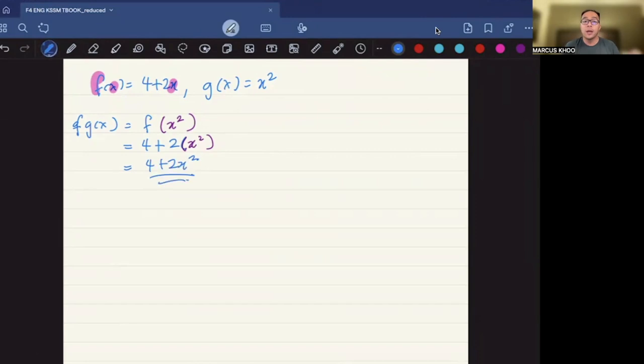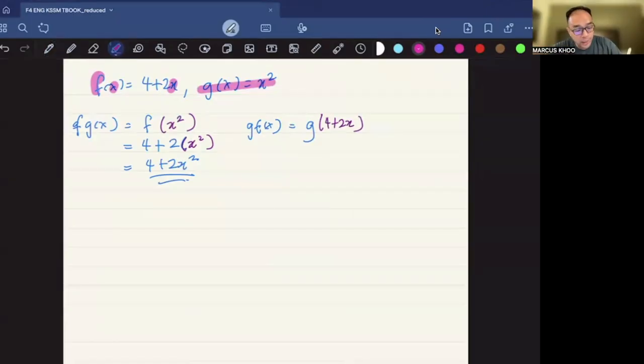This is this one. Okay, gfx. Let's put the f in again. So g of, what's my f? F is 4 plus 2x. Take a look at the g function. The g function is x squared, the object squared. Now my object is 4 plus 2x. So the 4 plus 2x is going to become squared. The function of g is the object squared. The function of f is 4 plus 2 times the object.